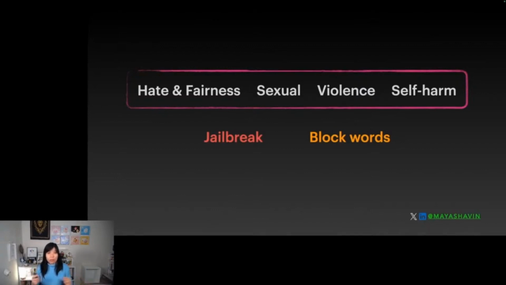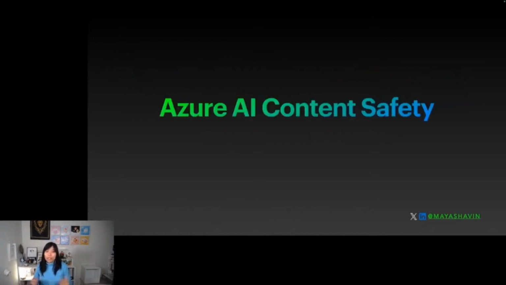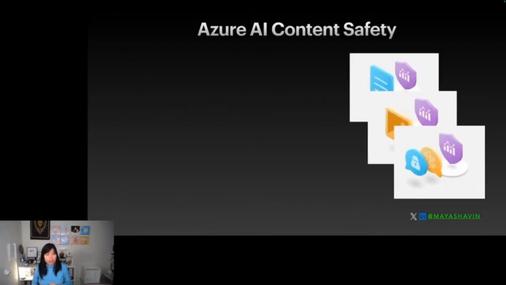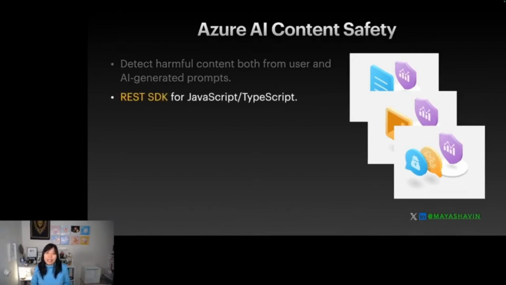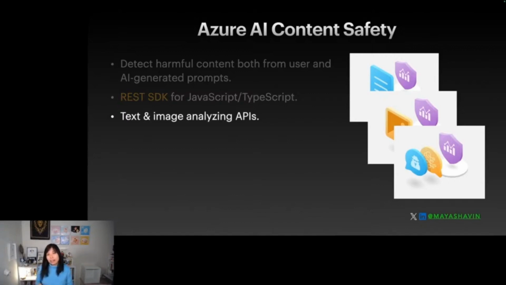Okay. So how are we going to implement this into our AI system? Well, we have Azure AI Content Safety. This is a new service from Azure AI Services, a smart service that allows you to detect harmful content from the user and from the AI generated prompts and contents. It has SDKs for JavaScript and TypeScript, also an SDK for C#, Java, and also for Python. It has 2 main APIs, the text and image analyzing APIs.